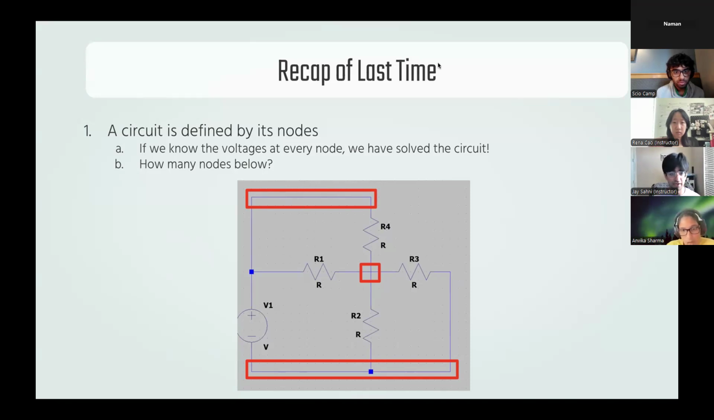We don't know the voltage, it's likely going to be the. Oh, sorry. Oh. Yeah.